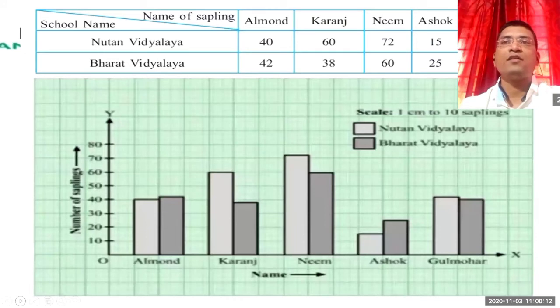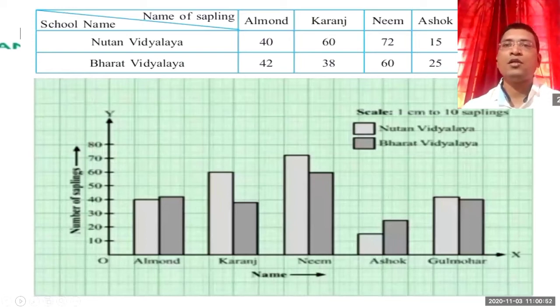Students, look at the question is given as well as the answer. We will notice on the right side of the graph paper, scale is given: 1 centimeter is equal to 10 saplings. On the y-axis, you will notice 10, 20, 30, 40, 50, 60, 70 saplings given. 1 centimeter means 10, 2 centimeter, 20, 3 centimeter, 30, as usual. So look at the joint bar graph of almond. Label of name of plants on the x-axis.